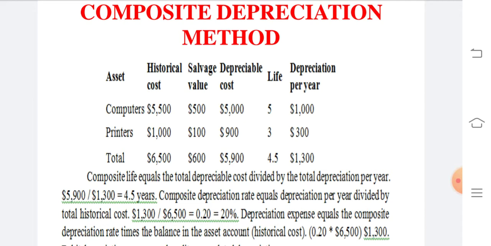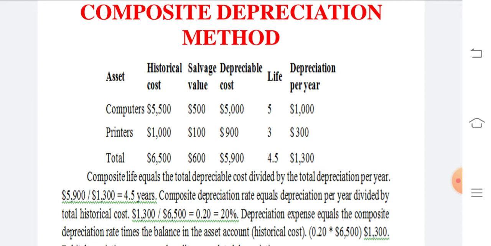So here we are going to calculate the composite life. The lifetime period of a computer is 5 years, whereas the lifetime period of a printer is 3 years. So on an average, composite life is calculated as the ratio of total depreciable cost to the total depreciation per annum. So that is 5900 divided by 1300, which yields 4.5 years.